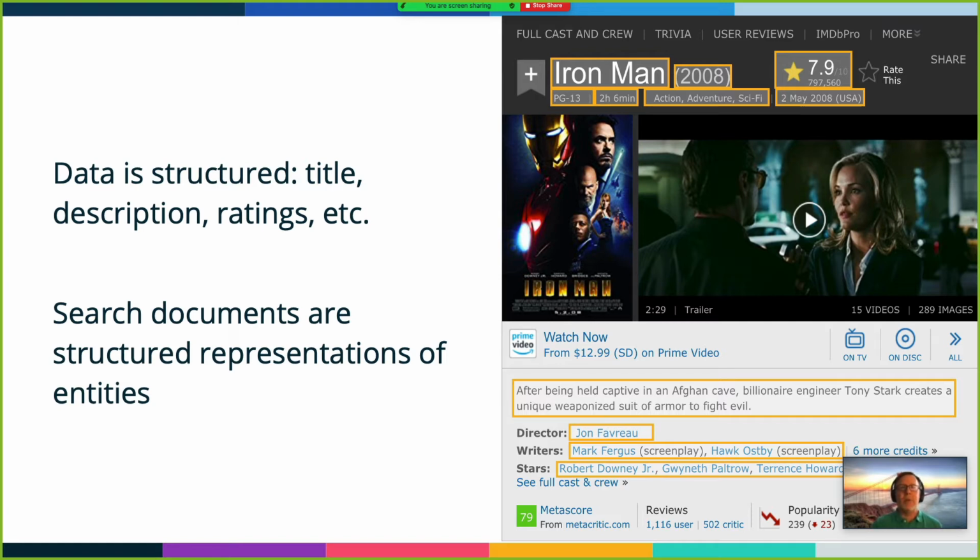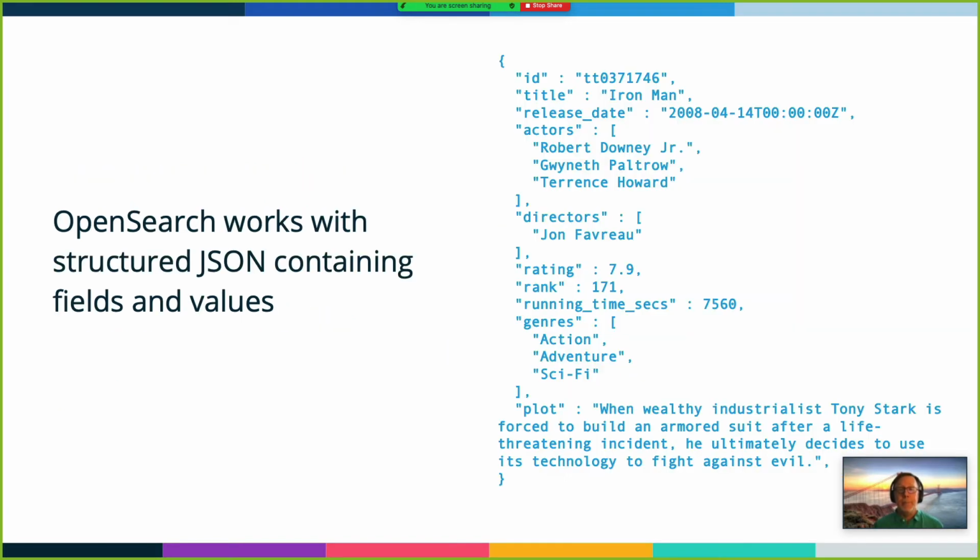The value is going to be the actual value for this entity. And this search document is the core of how you're going to interact with your data set. If we translate the prior movie view, the image view, into JSON, it's going to come out something like this, right? We have our ID, our title, our release date, actors, directors, etc. This is the document that you're going to send to OpenSearch to support searching against these movies.